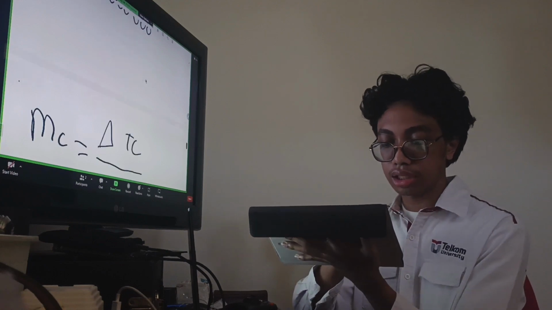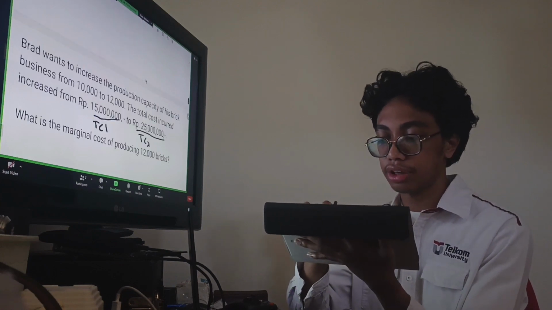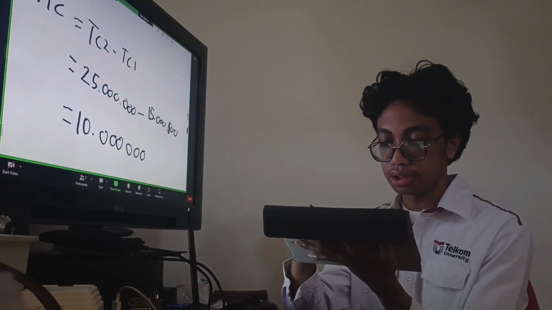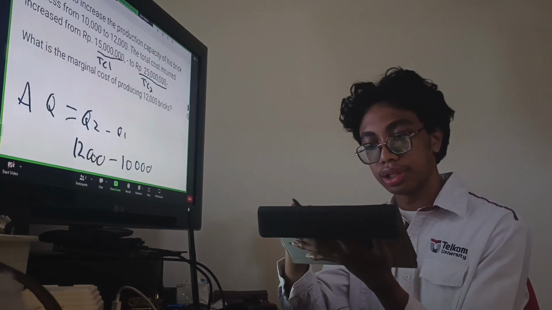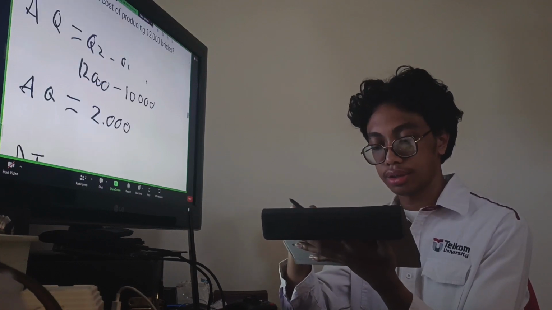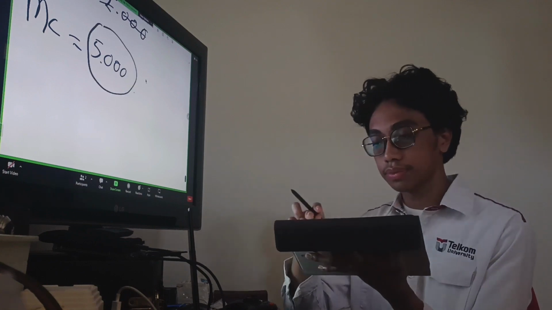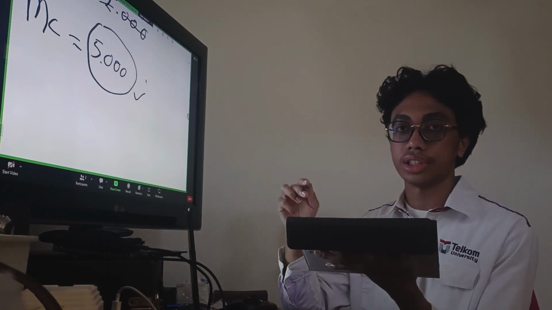Back to the question, what is the marginal cost of producing 12,000 bricks? To produce 12,000 bricks, the marginal cost will be 5,000. Okay, so here's the explanation about marginal cost.